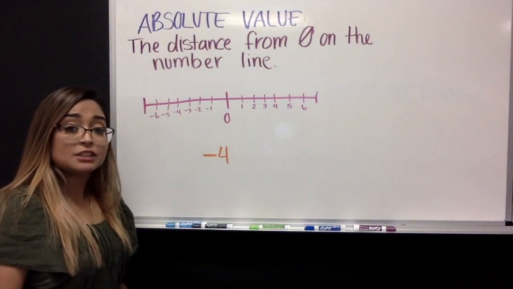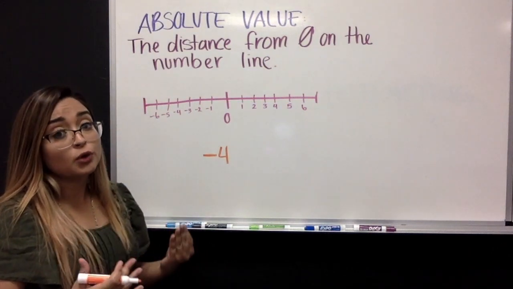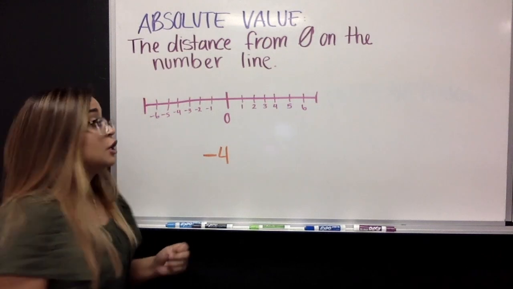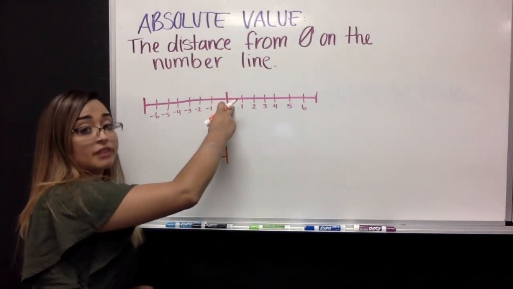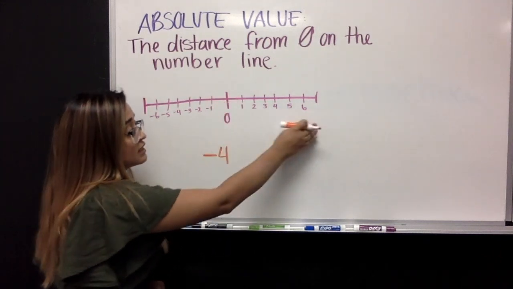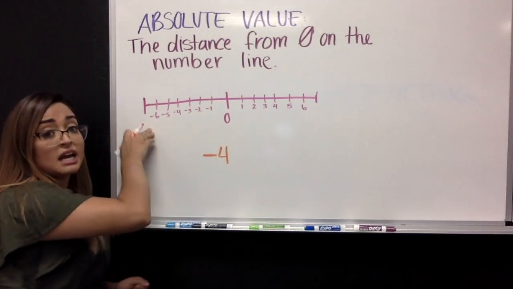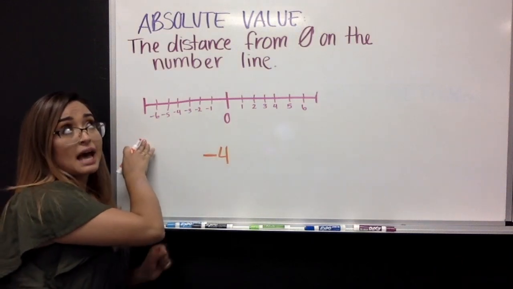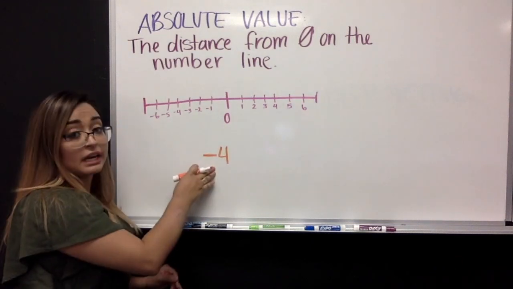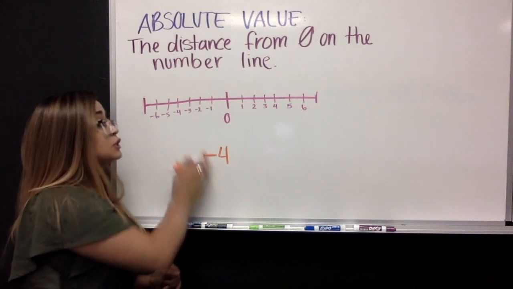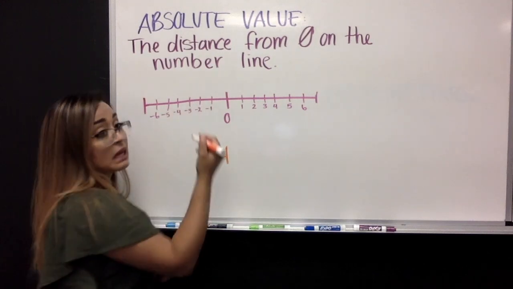So, if I ask you, what is the absolute value of -4, this is what you're going to do. You're going to begin at 0 on the number line. Now we have a positive side and we have a negative side. I asked you for the absolute value of -4. So, we're going to go towards the negative side. Now let's count.